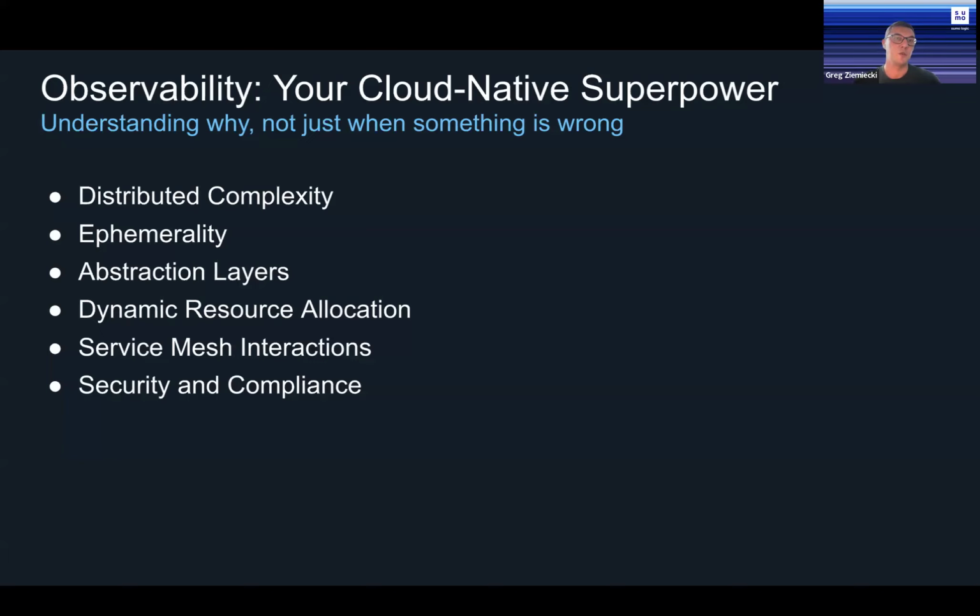Specifically in the cloud and Kubernetes context, observability takes on new dimensions. First of all, we have distributed complexity. Cloud native applications are often composed of numerous microservices spread across multiple clusters, or even multiple cloud providers. So observability and good tooling should help us understand how those components interact with each other.